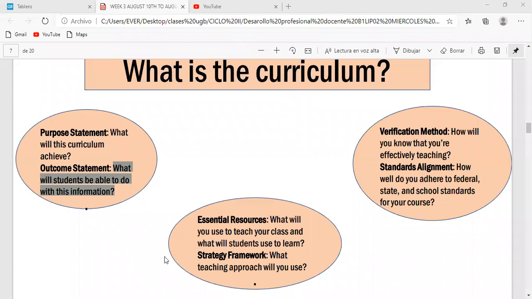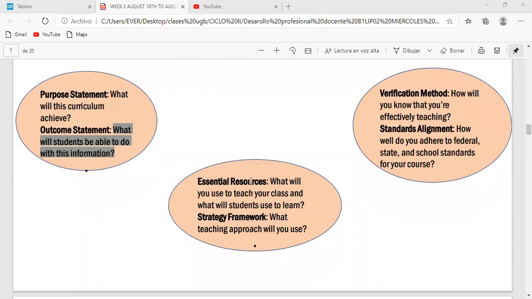So as I was saying, in this part, the outcome statement says what students will be able to do with the information. So in this part, the curriculum states meaningful things that are going to be useful for your students, okay? All the meaningful information for your students. Then we have essential resources. What will you use to teach your class and what will students use to learn, okay?